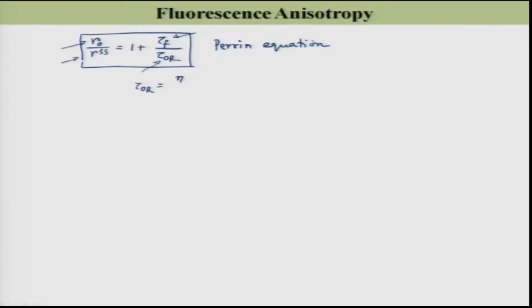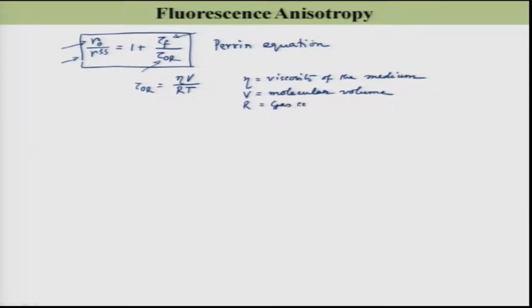tau OR can be written as tau OR equal to eta V by RT. This is my Stokes-Einstein relationship, where eta is the viscosity of the medium, V is the molecular volume, R is my universal gas constant, and T is my absolute temperature.